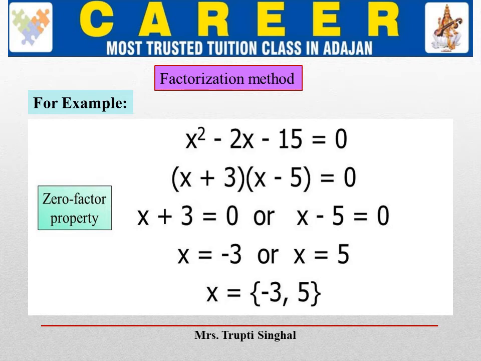Okay, so here 5 3s are 15, we all know that, but we want -2, so -5 plus 3. That is why I would like to write x plus 3 and x minus 5 is equals to 0. Now by the zero factor property, we give both the brackets 0, that means x plus 3 is equals to 0 or x minus 5 is equals to 0. Finally, we get x equals to -3 and 5. These are the two values, zeros or roots of the equation.